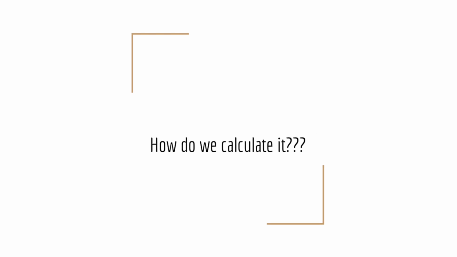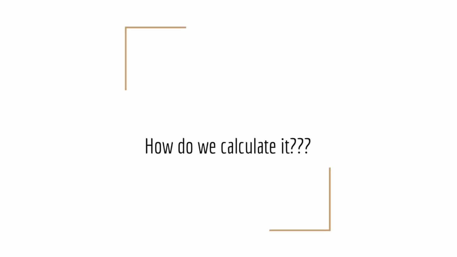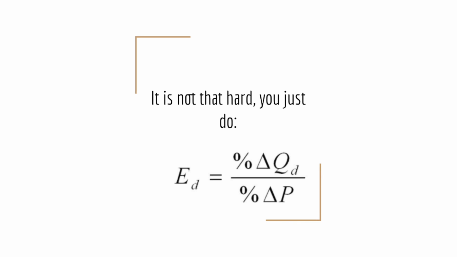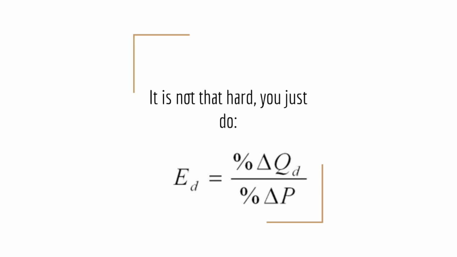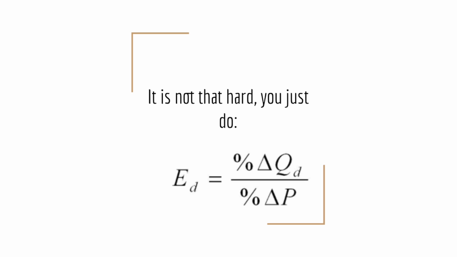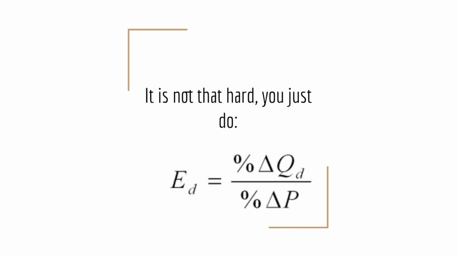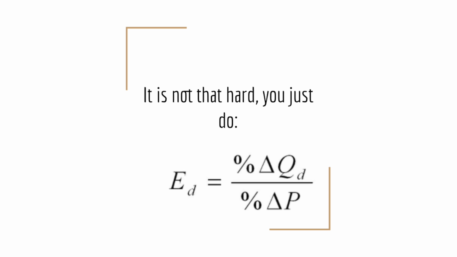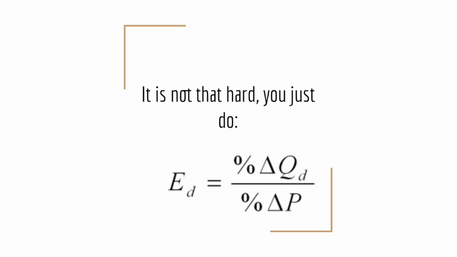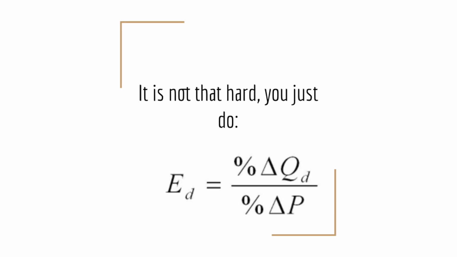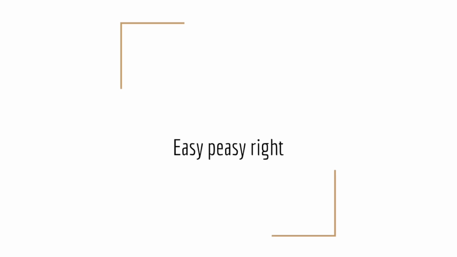So now that we've learned what PED is and how it looks on a graph, how do we calculate it? Well, it's not that hard. PED is calculated by dividing the percentage change in quantity demanded by the percentage change in price. The percentage change in quantity demanded is worked out by dividing the change in quantity by the original quantity times 100, whilst the percentage change in price is calculated by dividing the change in price by the original price times 100%. Easy peasy, right?